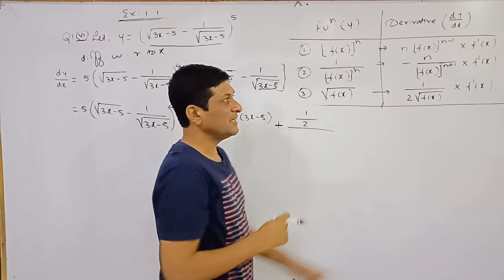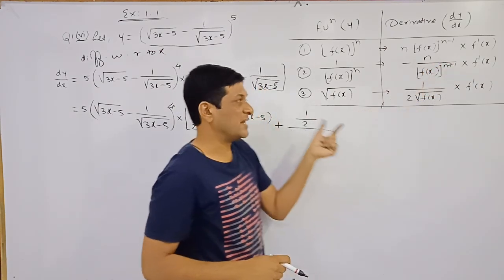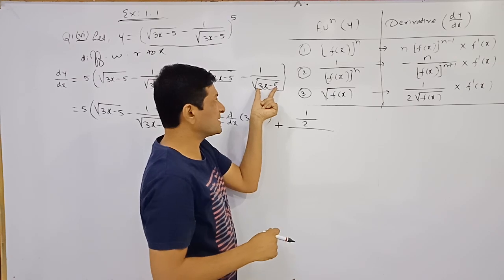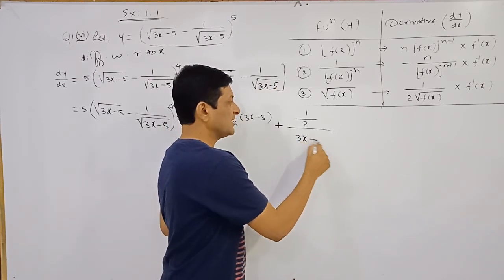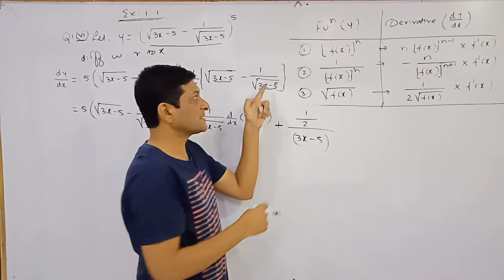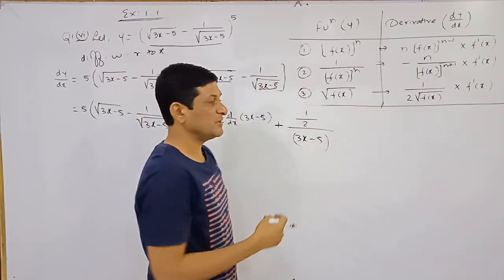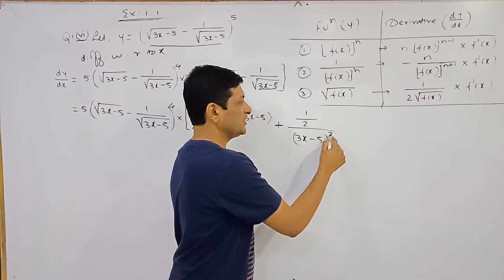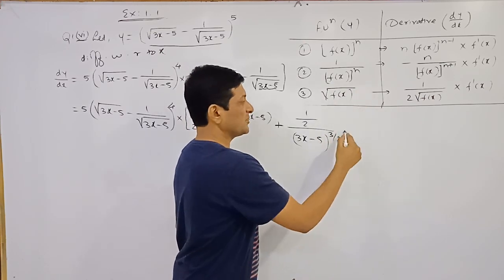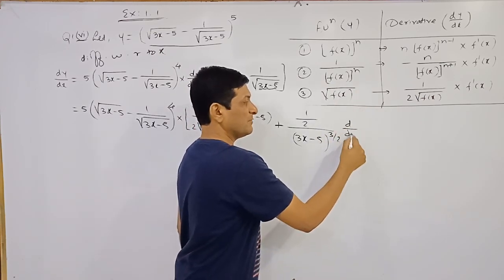Divided by, increase the power of f of x by 1. What is f of x? 3x minus 5. And its power as it stands is root, means 1 by 2. And if you are increasing the power by 1, what will we get? 1 by 2 plus 1 is 3 by 2, into f dash of x.